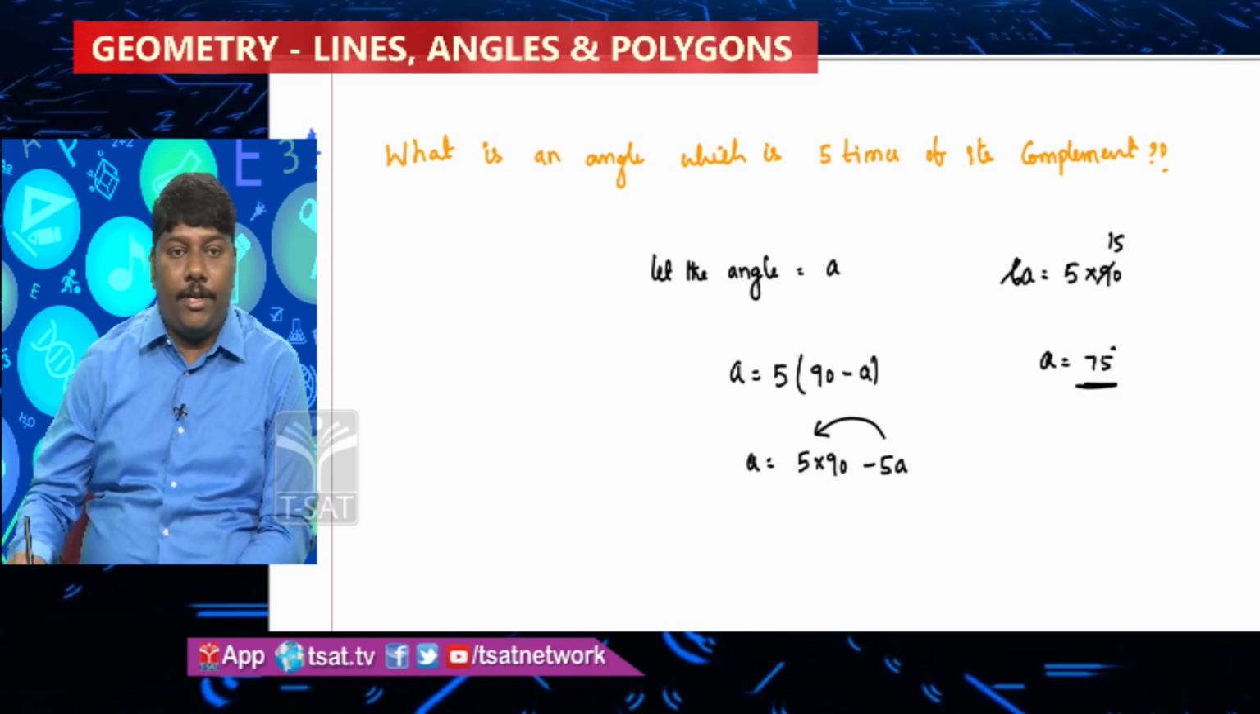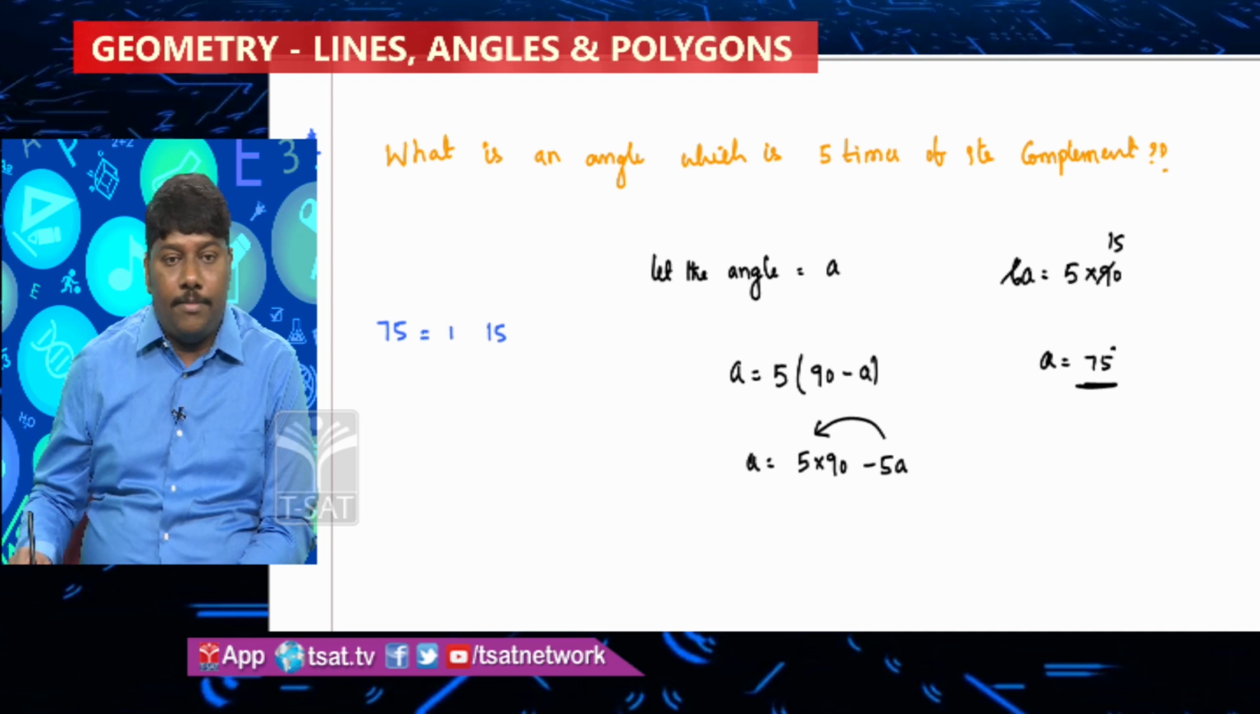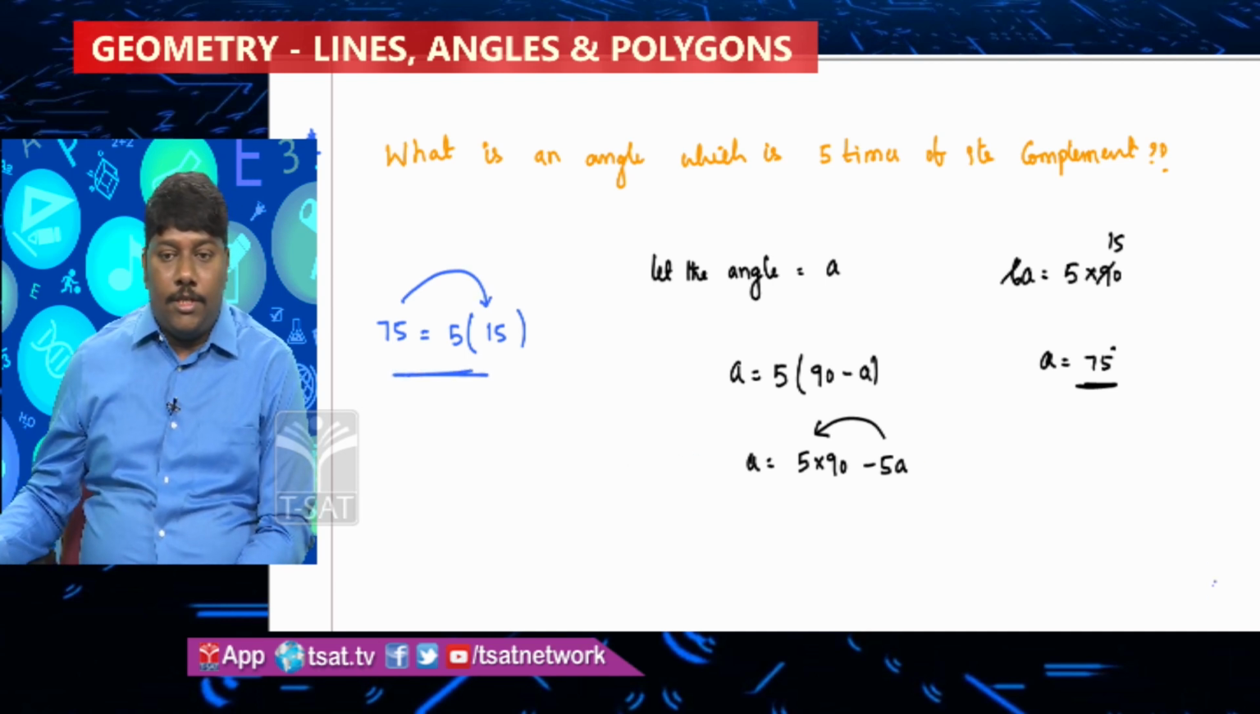You can just verify it also. The complementary angle of 75 is 15. Now look, 75 is how many times 15? It's 5 times 15. So I am asking you an angle which is 5 times its complement. This is one way of doing.